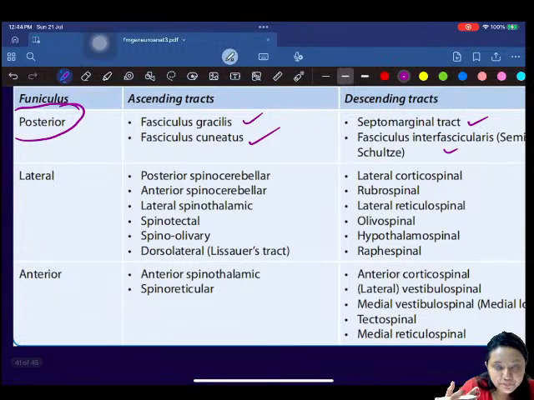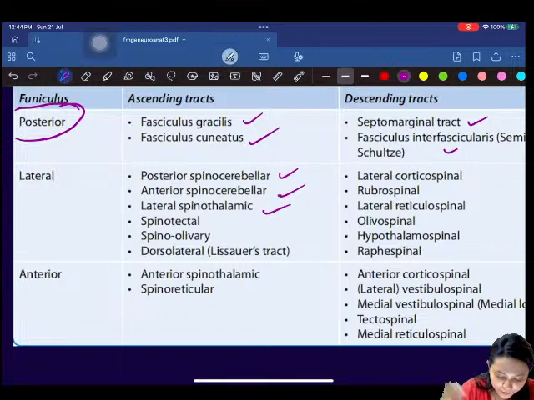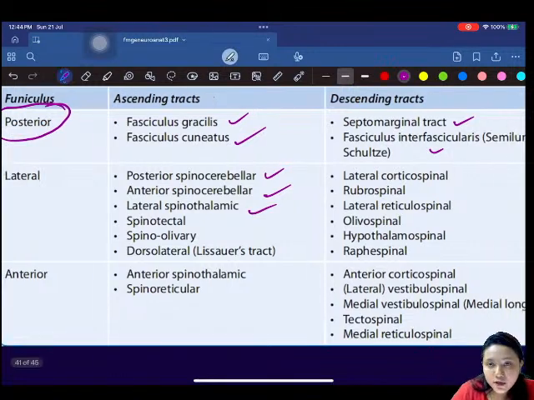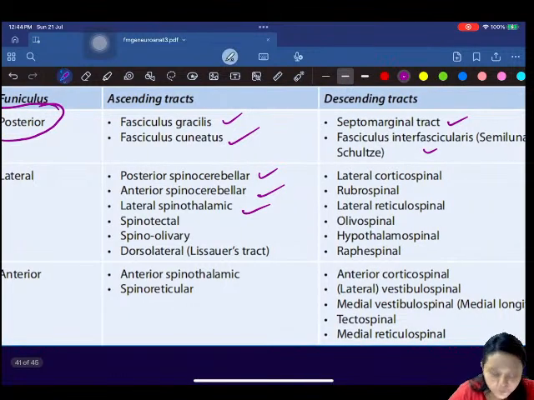What about the lateral column? In the lateral column you have the spinocerebellar tracts: the posterior spinocerebellar, anterior spinocerebellar, and the lateral spinothalamic. Also you have the spinotectal and spino-olivary tracts. Descending are the corticospinal, rubrospinal, and reticulospinal. Those are your descending tracts.